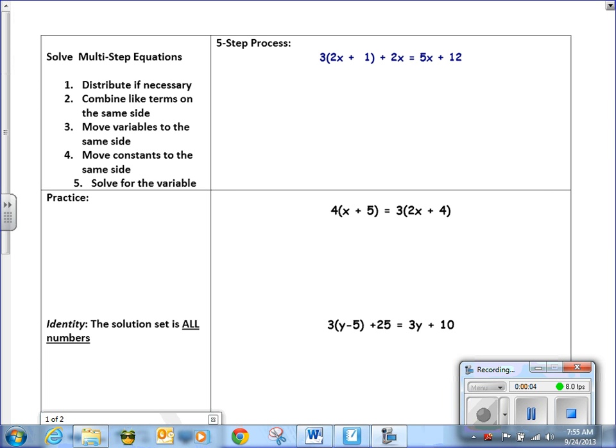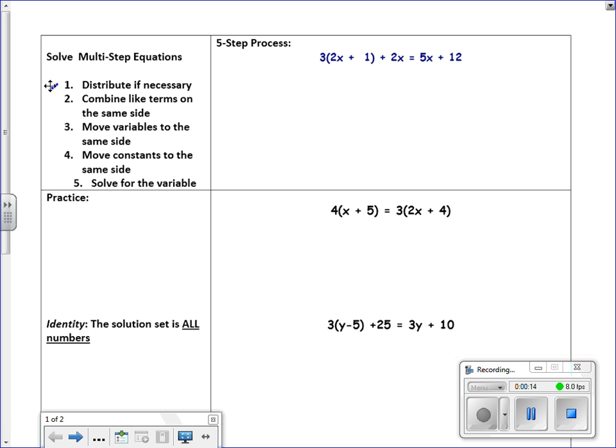Today we're going to be taking notes on solving multi-step equations. Now there's 5 main steps that we want to follow when we're solving multi-step equations. First step is distribute if necessary. Second step is combine all the like terms on the same sides. Third step is move the variables all to the same side. Fourth step is move constants to the same side. And then step 5 is solve for the variable.